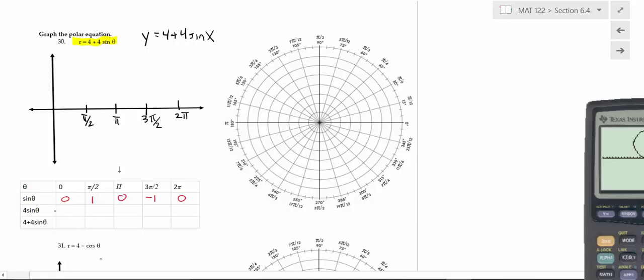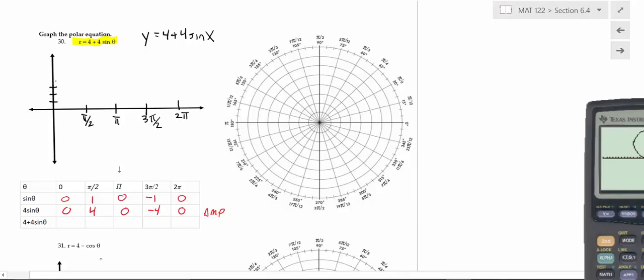Now this has an amplitude change of 4. So we're just multiplying: 4 times 0 is 0. 4 times 1 is 4. 4 times 0 is 0. 4 times negative 1 is negative 4. 4 times 0 is 0. Okay, let's go ahead and plot that one.